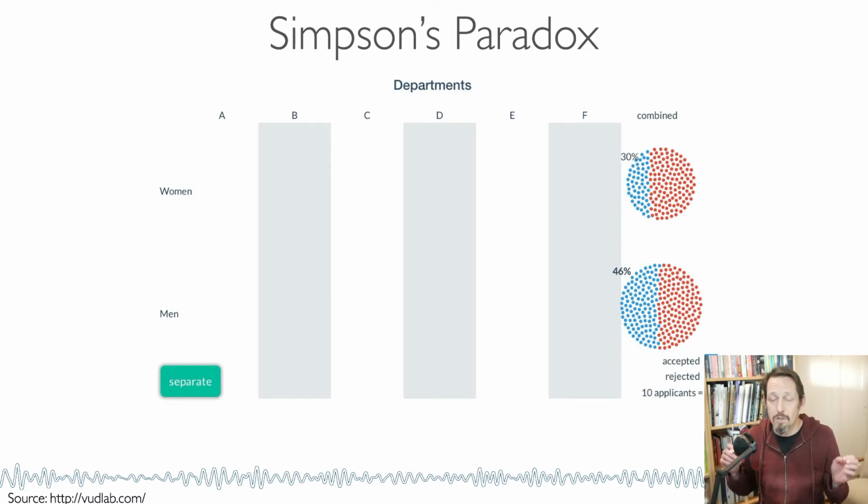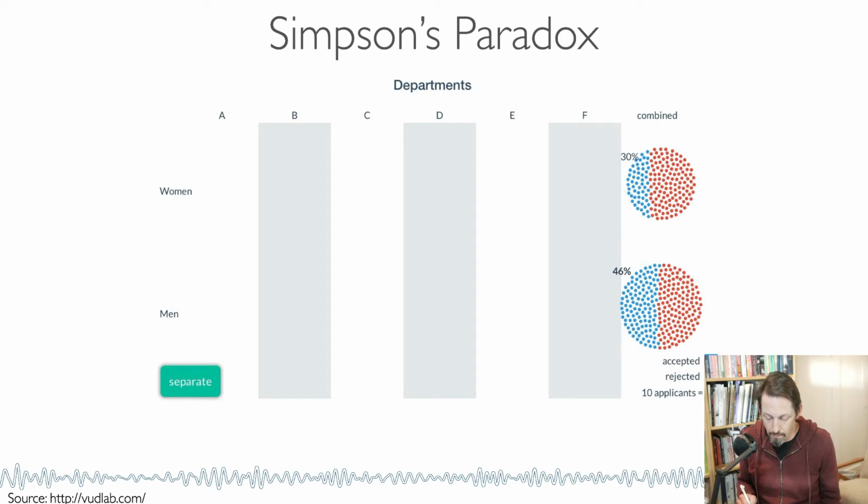Now, I want to be super clear. I am not saying here that there's not a sex discrimination problem in general, because there is a sex discrimination problem in general. The thing is that in this particular case in 1973, it turned out not to be true.